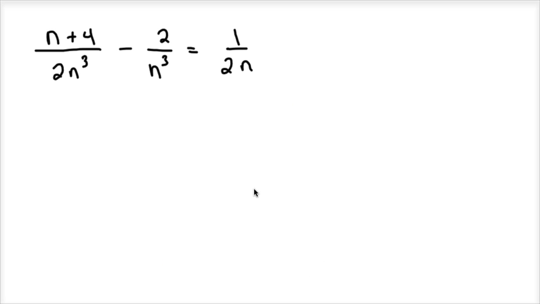So n plus 4 over 2n cubed minus 1 over n cubed equals 1 over 2n. What is my LCD here? What is my LCD? 2n cubed. Very good. So my LCD is 2n cubed. My coefficients are 2, 1, and 2. What's the least common denominator between 2, 1, and 2? It's going to be 2. My variables are n cubed, n to the first. Take the one with the most. Who's got the most? n cubed. So n cubed is what I need.